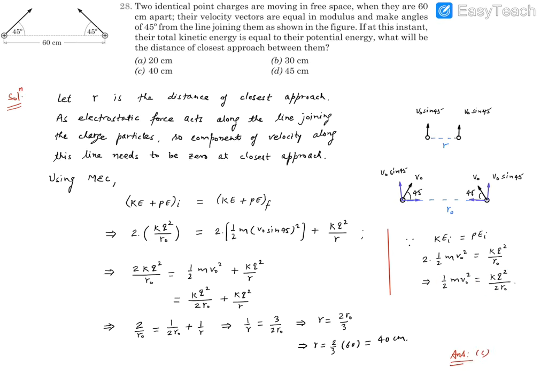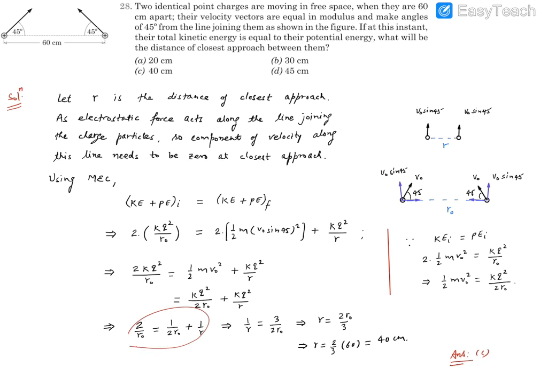Now if you look at this expression which was troubling us, this is basically half mv0 square, and the sine square 45 will become 1 by 2, and then this is 2, so 2 and 2 get cancelled out. So basically this entire term is half mv0 square, which can be replaced as kq square upon 2 r0. This is as such, this is as such. Now when you write this, you see kq square can be cancelled out, which leads to 2 upon r0 is equal to 1 upon 2 r0 plus 1 upon r.